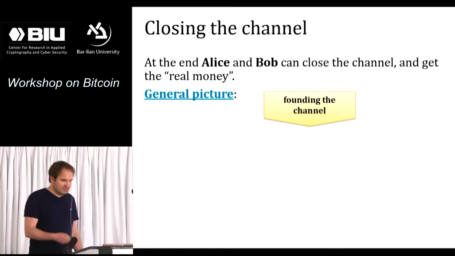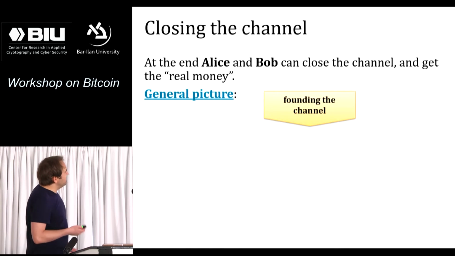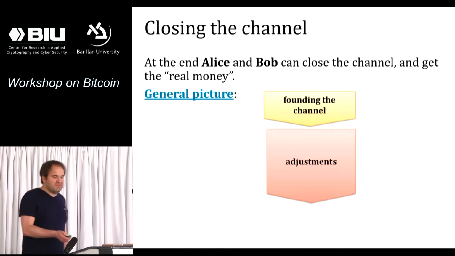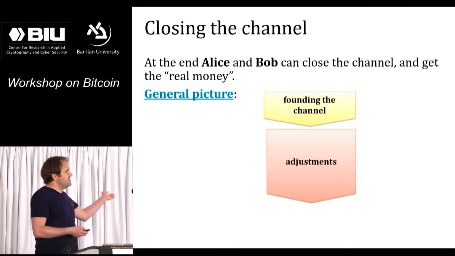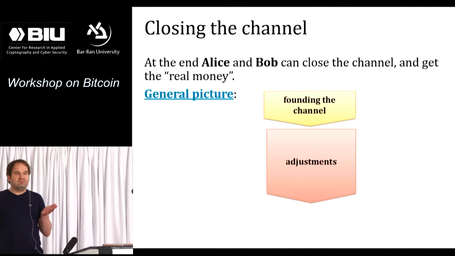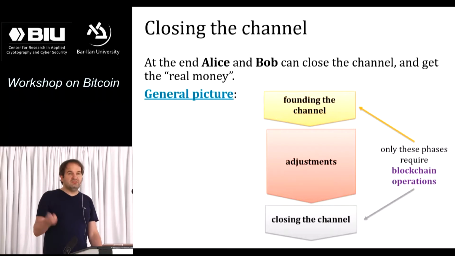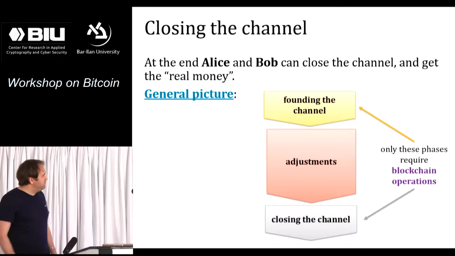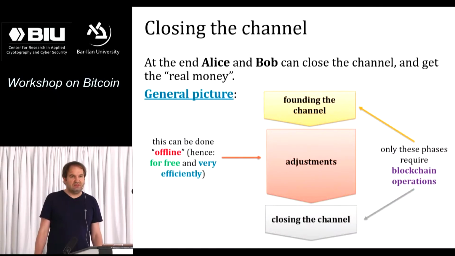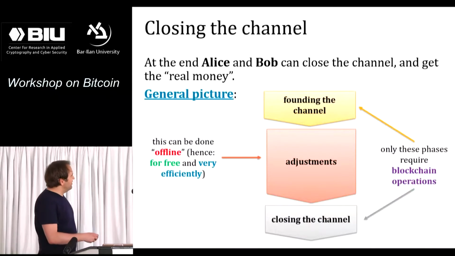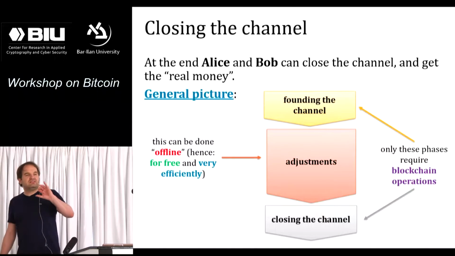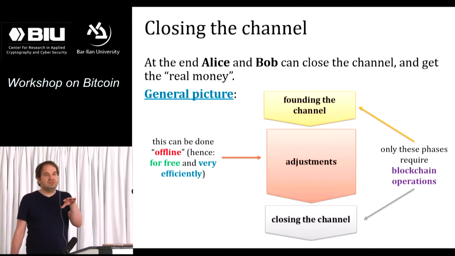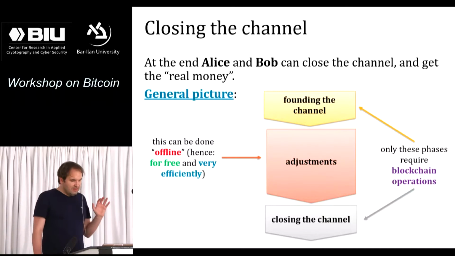so they decide, okay, I want to close the channel. So in general, the scenario is like this. First you have founding the channel, then you have these adjustments. It can take a long time. Money can go back and forth, and then you have closing the channel. Only this phase, founding and closing the channel, will require blockchain operations. While adjustment can be done offline very efficiently, because it goes completely outside of the blockchain. Okay, so it's basically for free.